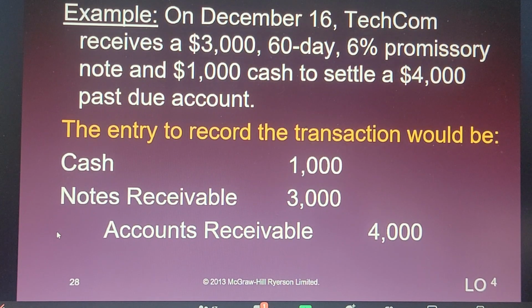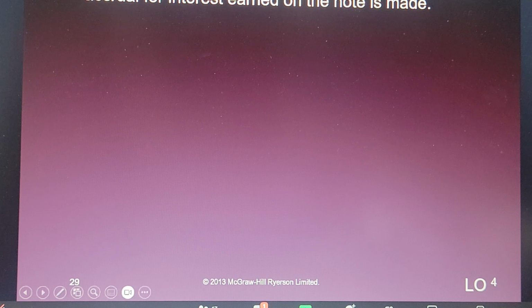Now, December 31st, 15 days after the note is issued, an accrual for interest earned on the note is made. This is what I explained. I said this is a case whenever it tells you that the year ends, even if it's not December we're talking about, even the example I gave you, what was it, 13 May?